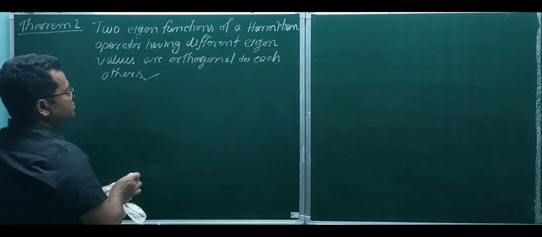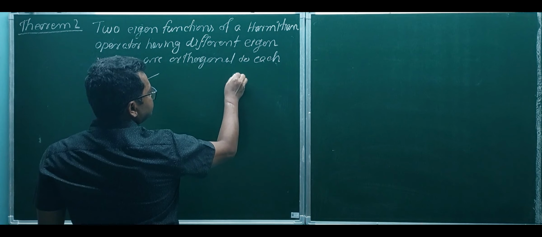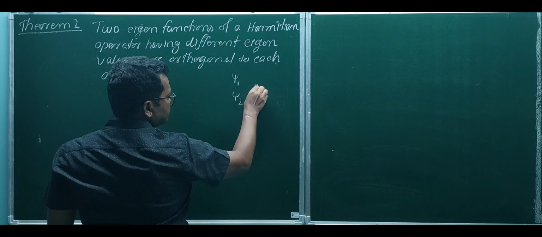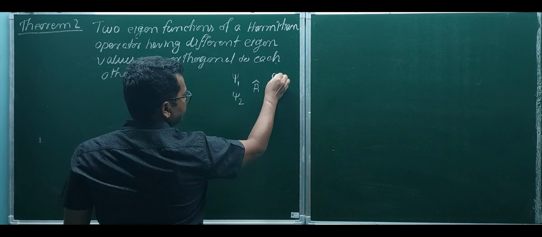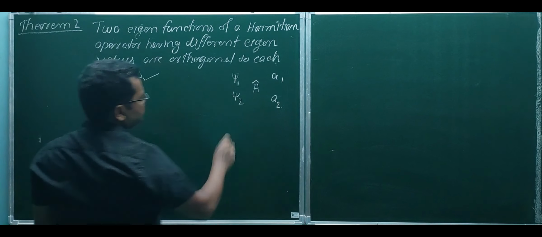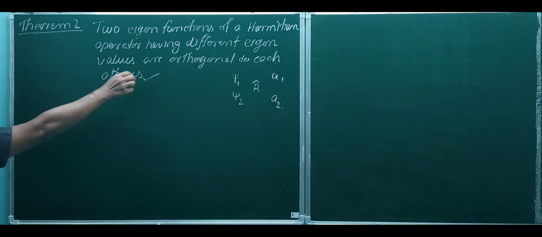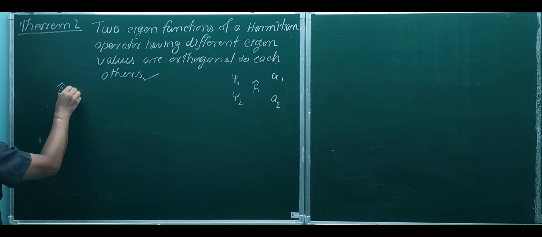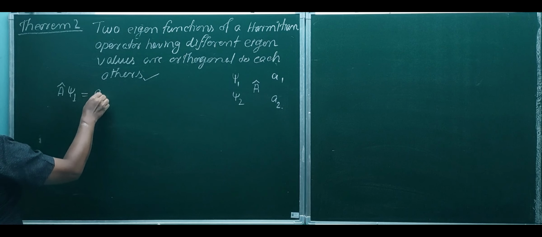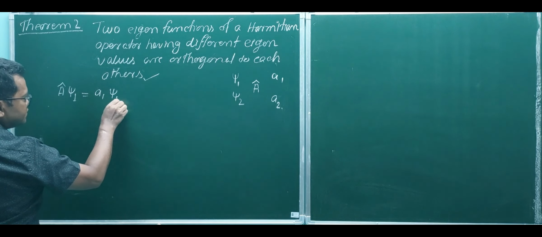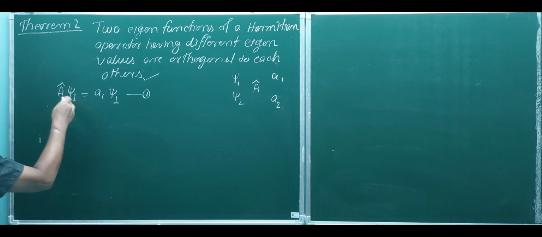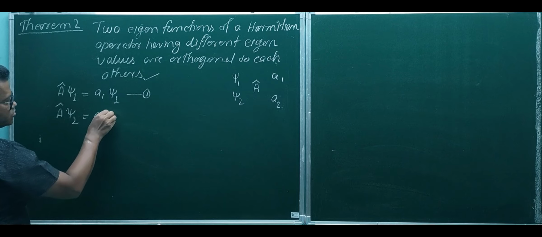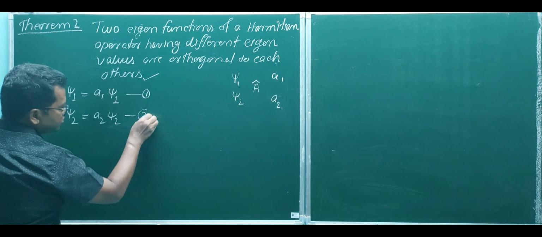So what are the conditions we have seen here? The psi 1, psi 2 are the eigenfunctions of the Hermitian operator A cap having eigenvalues A1 and A2. So we can write first, A cap psi 1 is equal to A1 psi 1, equation number 1. Similarly, A cap psi 2 equals A2 psi 2, equation number 2.